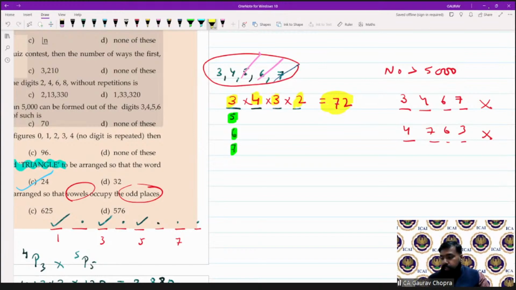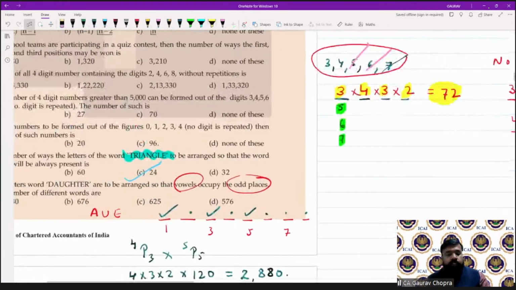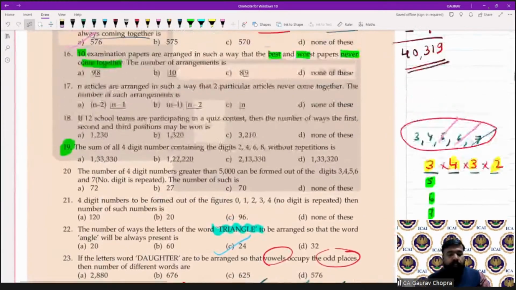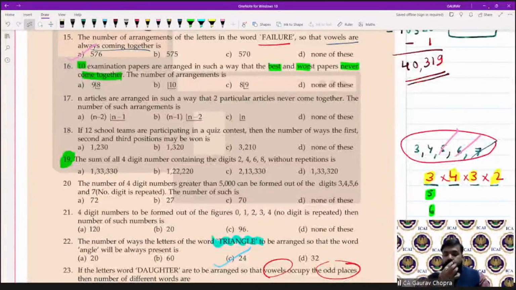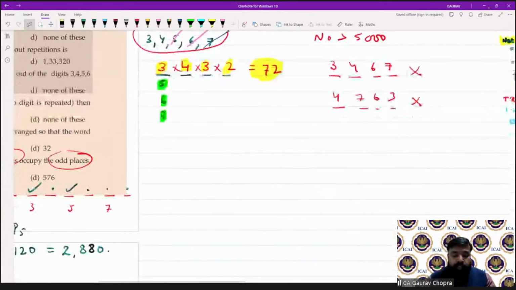So Narendra and Nikita wanted me to repeat, and I've repeated this. Then someone is asking a doubt about question number 16, factorial 9. See, in question number 16, the question was about coming together and not coming together. So she's asking how factorial 9 is there. See, there are 10 papers: 1, 2, 3, 4, 5, 6, 7, 8, 9, and then 10.